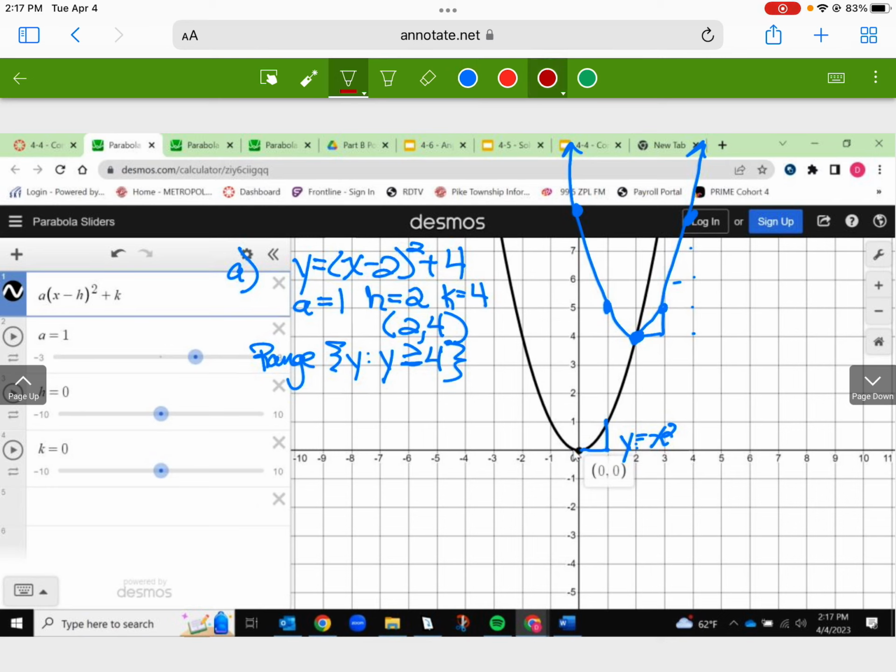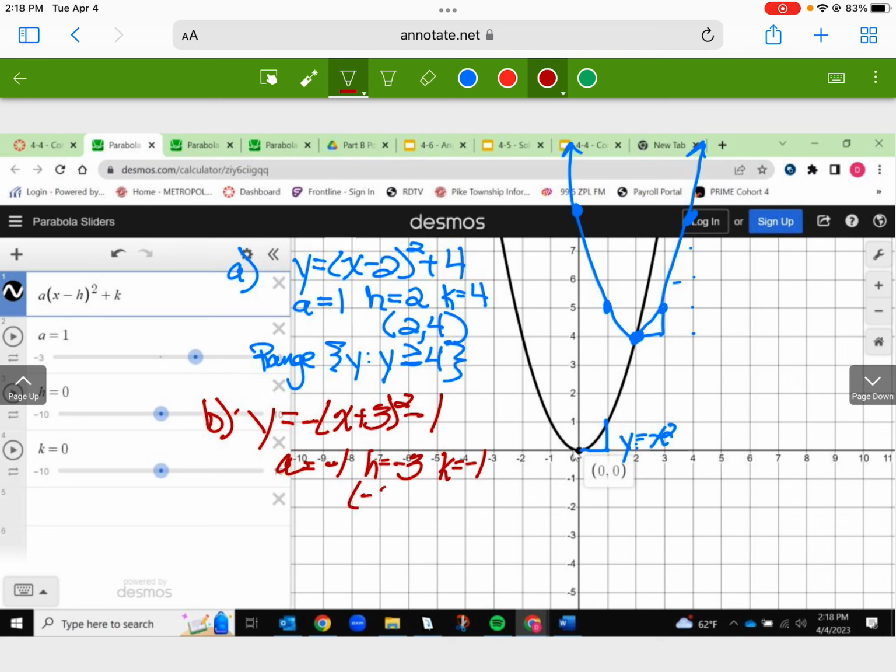All right, so let's look at the second one. Second one is the second equation, y equals negative x plus 3, that quantity squared, minus 1. So what is my A value? Negative 1. Thank you. What's my H value? Good. Negative 3. She wasn't fooled. And my K value? Negative 1.